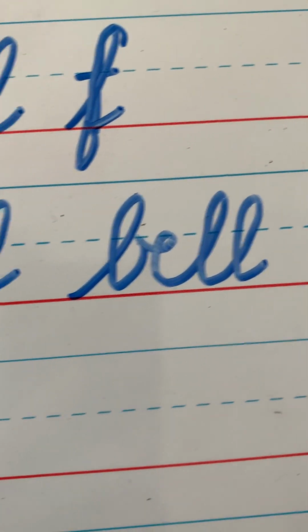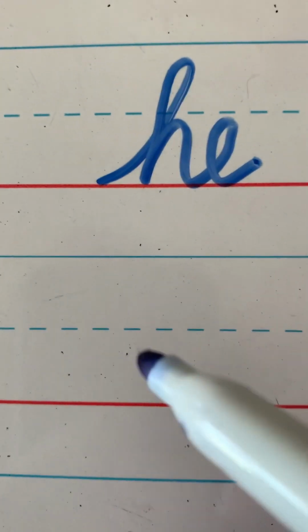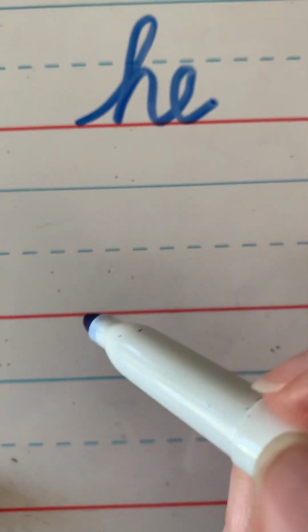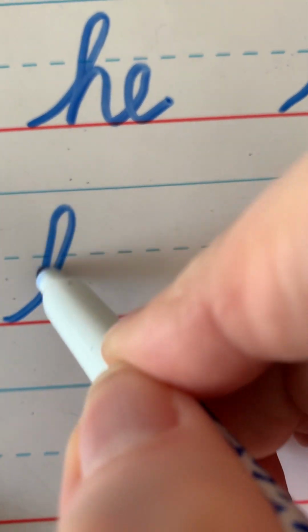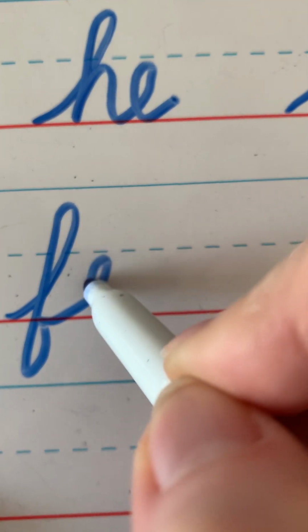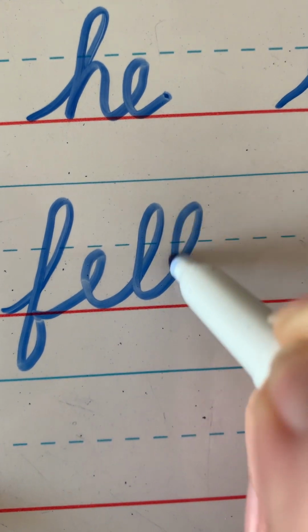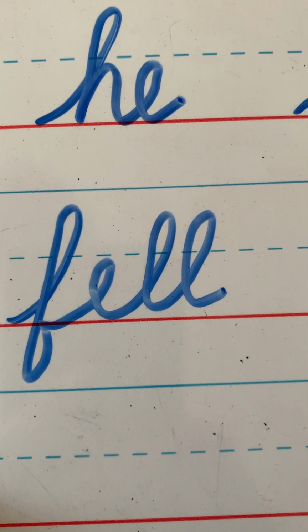And maybe one more. We'll draw the word fell. So we can practice that F. So if I do my loop, go down, into my E, into my L, into my L, fell.